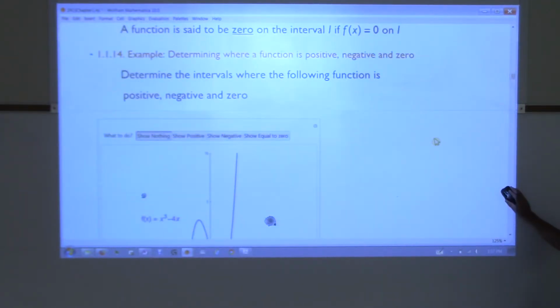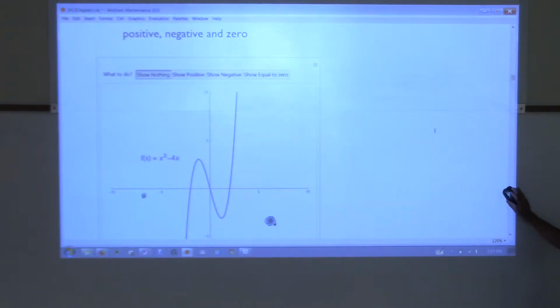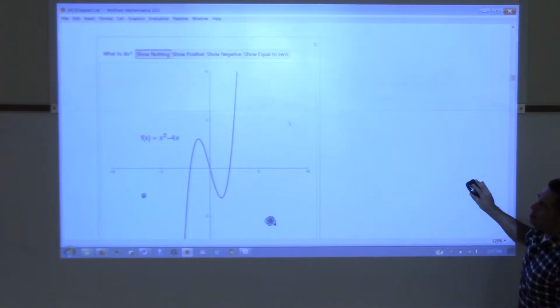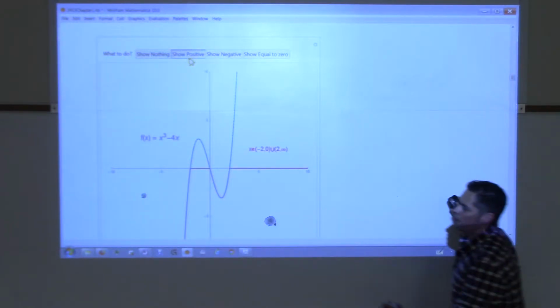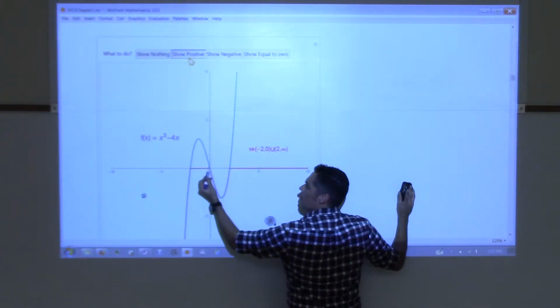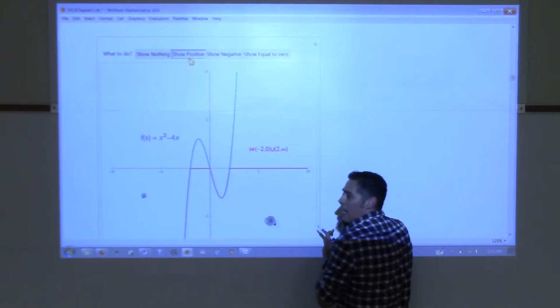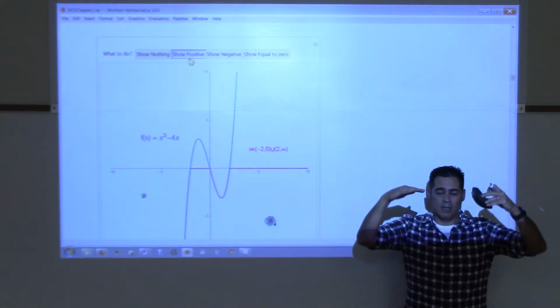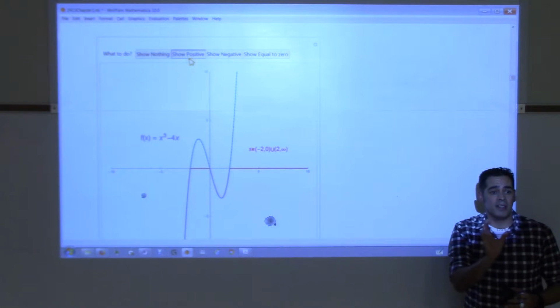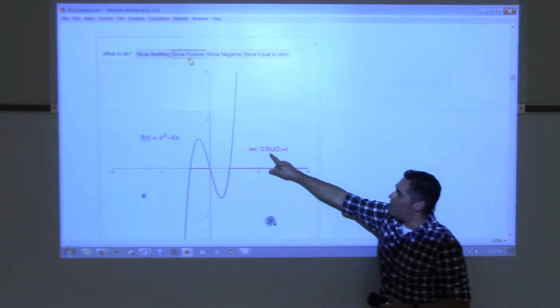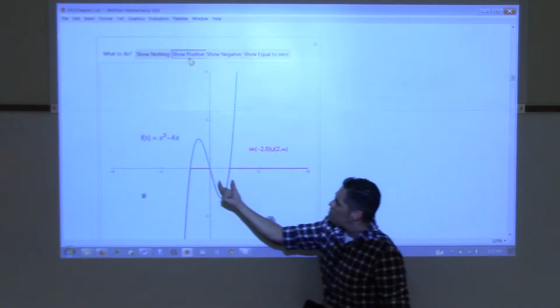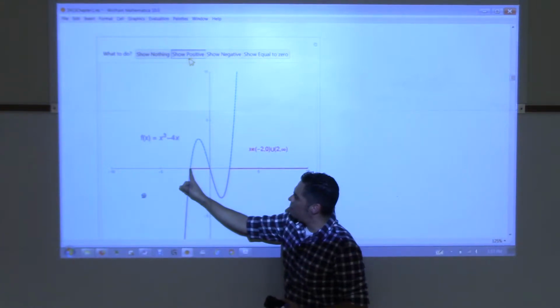So again, with the picture, here's a graph. I'm going to show you right now where this graph is positive. Right here, and then right here. That's where the graph is above the x-axis. Now, when we say where is it happening, we're actually talking about the x values. So between, here's 0, here's -1, here's -2.